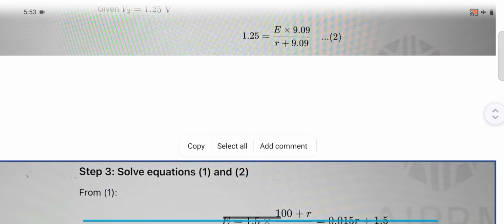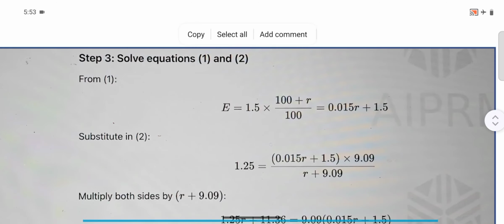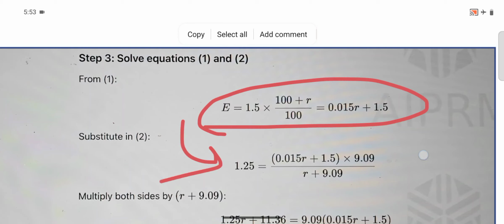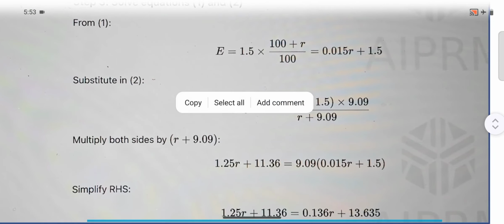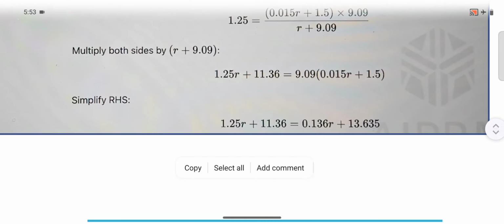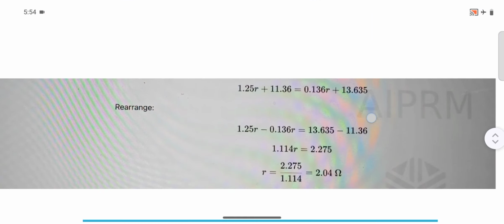We get two equations. Now, solving equations 1 and 2, from 1 and 2 you can get this one. Substituting in the second equation, from the first equation we get this, and now making this equation very simple, we multiply it by this and get a simpler equation. Now we simply solve it, and we will get the internal resistance.